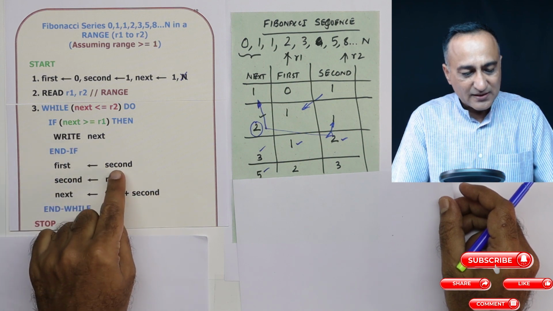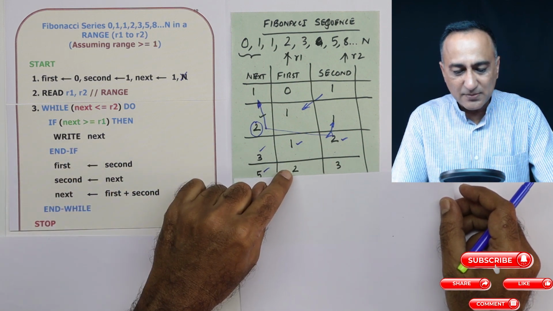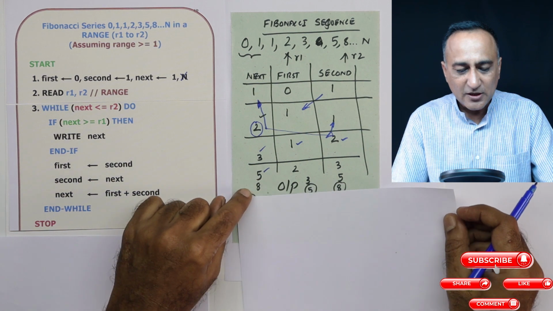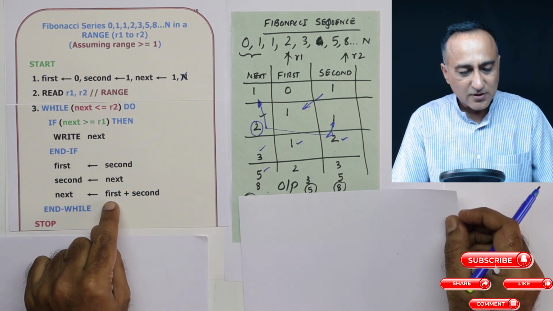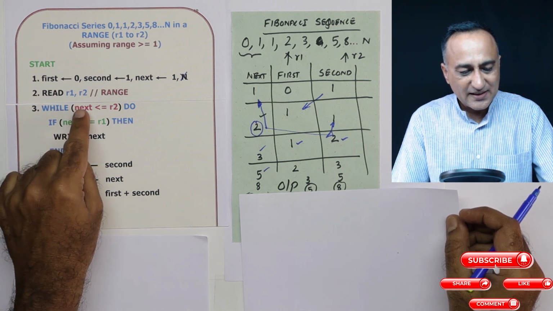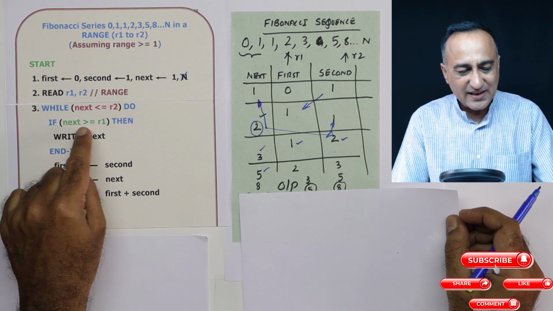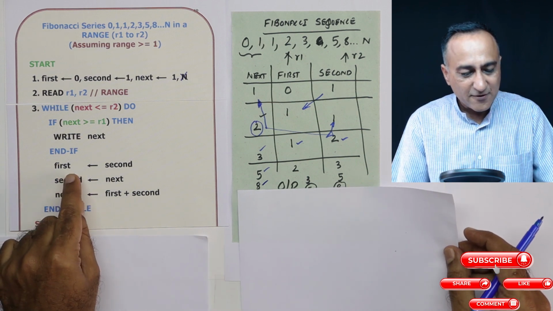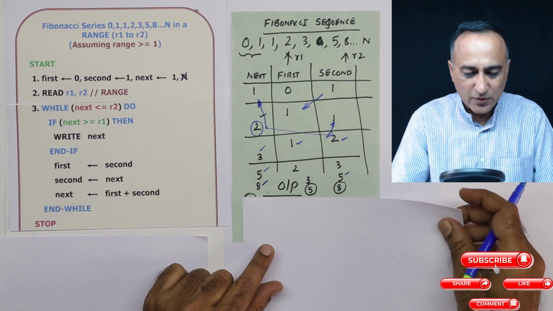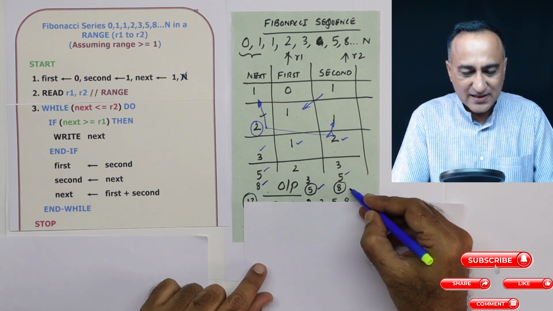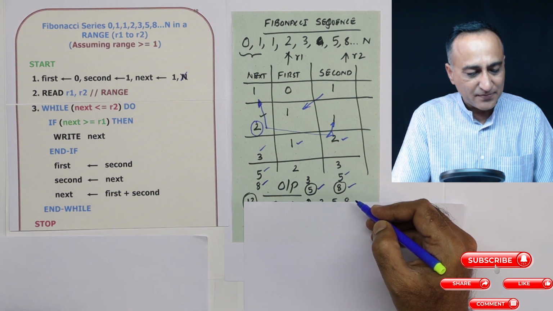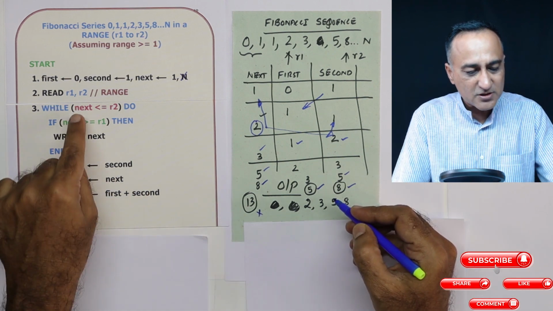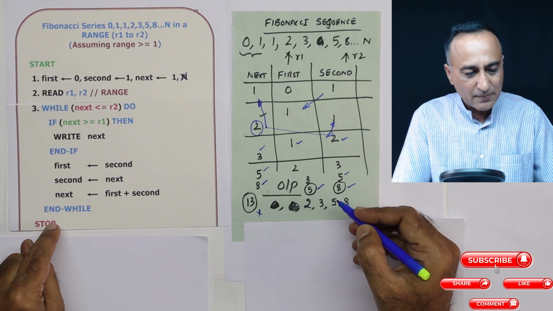Once it prints 5, the value of second goes to first, so first will become 3. And second will become the value of next, which is 5. Now next will become 3 plus 5, which is 8. Now 8 is still less than or equal to 8. Is 8 greater than or equal to 2? Yes. So it will print 8 also on the screen. Once it prints 8, first will take the value 5, second will take the value of next, which happens to be 8, and then next will take the value of 8 plus 5, which happens to be 13. Now 13 is a problem because 13 is not less than or equal to 8. So I will come here and stop.